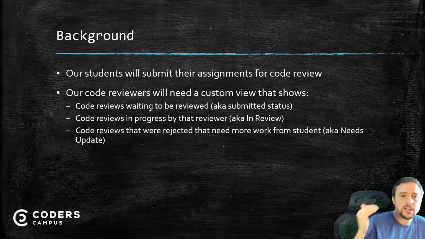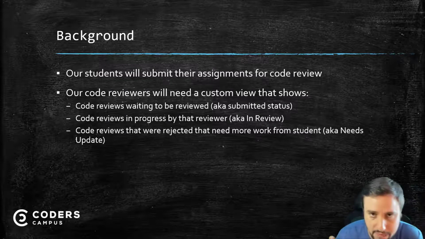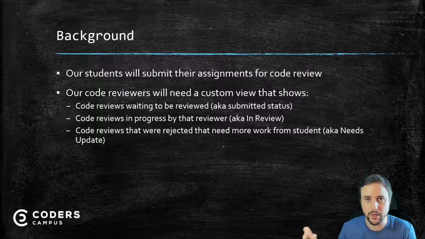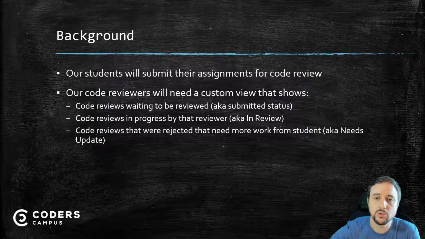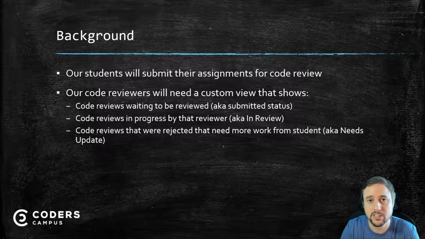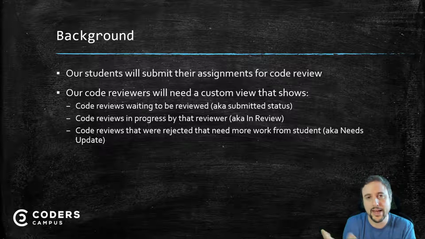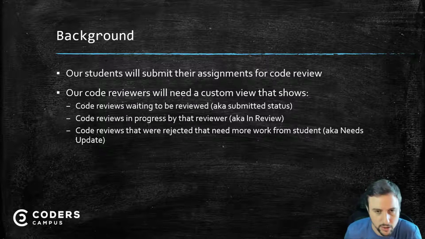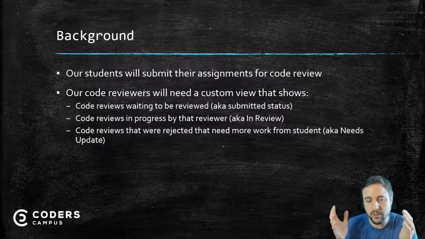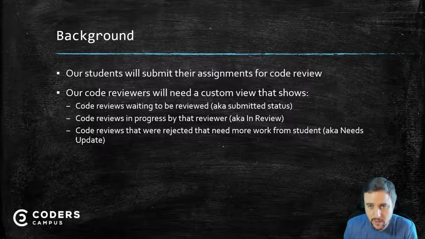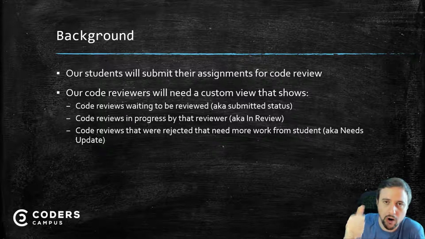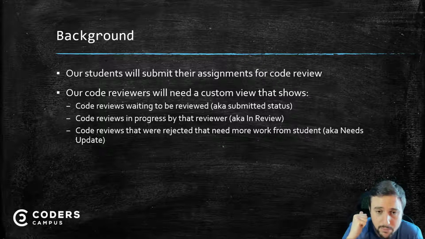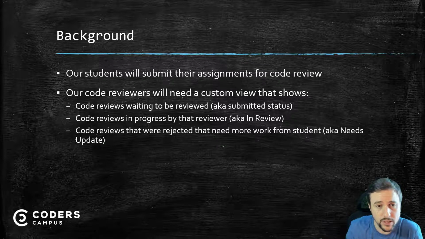So some background: our students, as you have hopefully seen in the prior lessons, are able to submit their assignments for code review. That's the whole point. They submit a GitHub URL and a branch so that the code reviewers can then review that code. The code reviewers will then need a custom view, like a dashboard, that shows the code reviews that have been submitted and are waiting to be reviewed. In other words, are in submitted status.